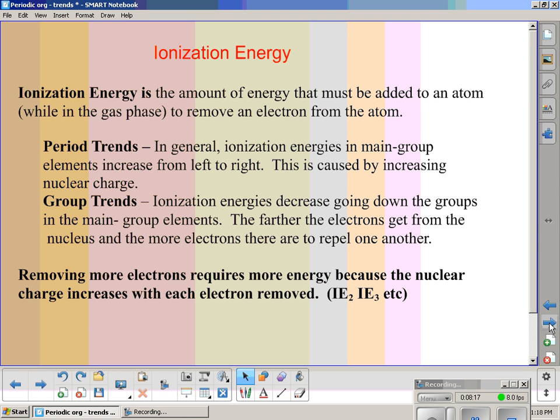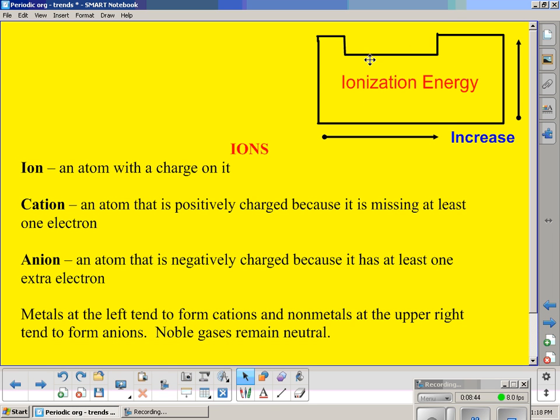Okay, the last point I have on here, it is possible to remove more than one electron, but the more electrons you remove, ionization energy 2 requires more energy than removing the first electron. Ionization energy 3 requires more energy than removing the second electron, and so on. You generally don't see 4, it could happen, but it's not very common. And here we have our diagram for ionization energy. Again, arrows pointing at what increases.